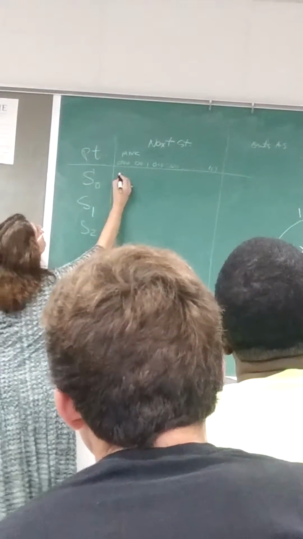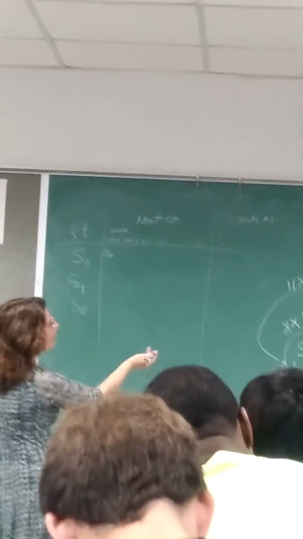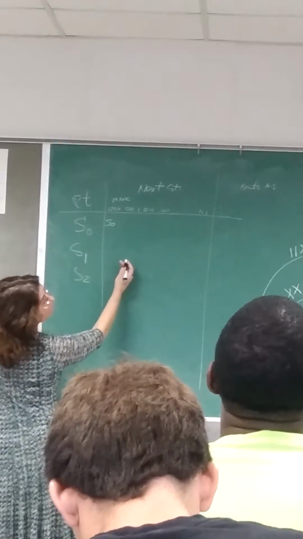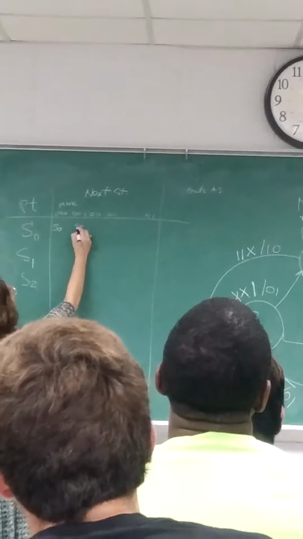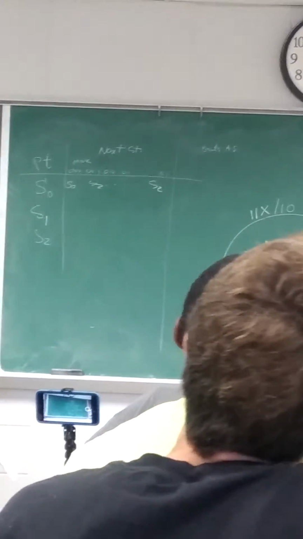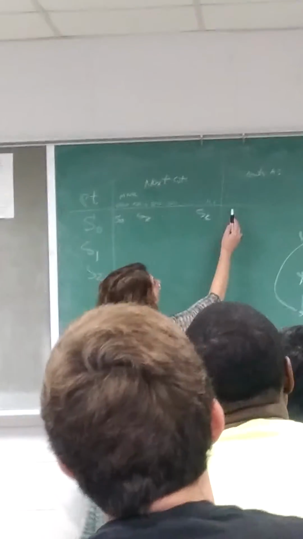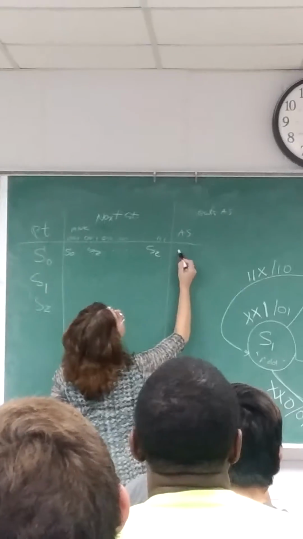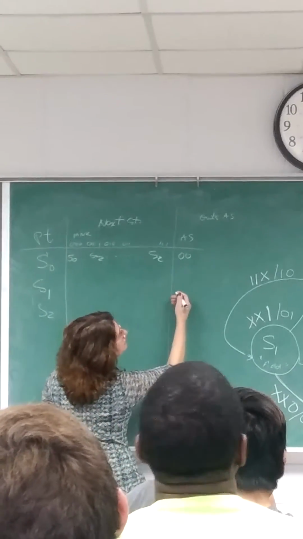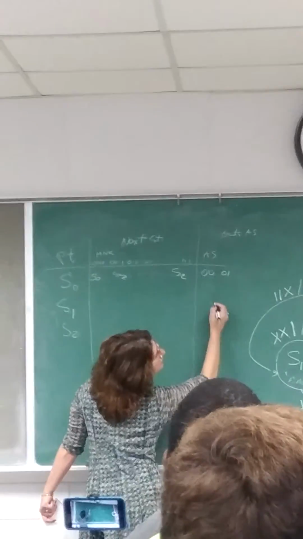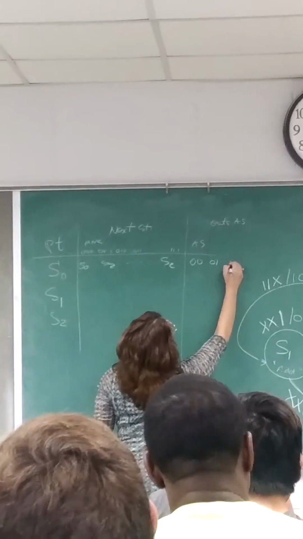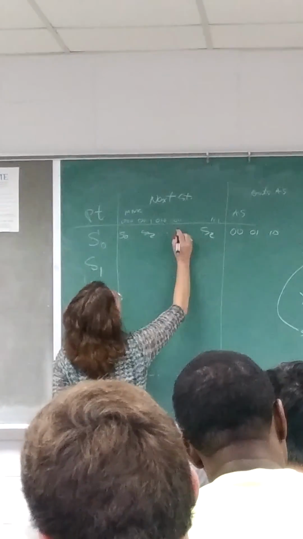So you could list: if S0 and 0, 0, 0, where do I go? S0. Or I go to S2. There's no other option, right? So that's why I say you don't need to list them all. And the outputs: if I remain in S0, the output is 0, 0, otherwise the output is 0, 1 or 1, 0. Okay, so somewhere here there are going to be some S1s also.